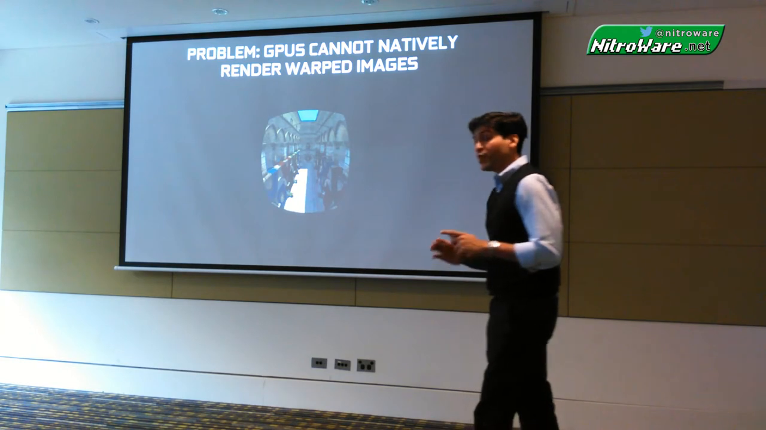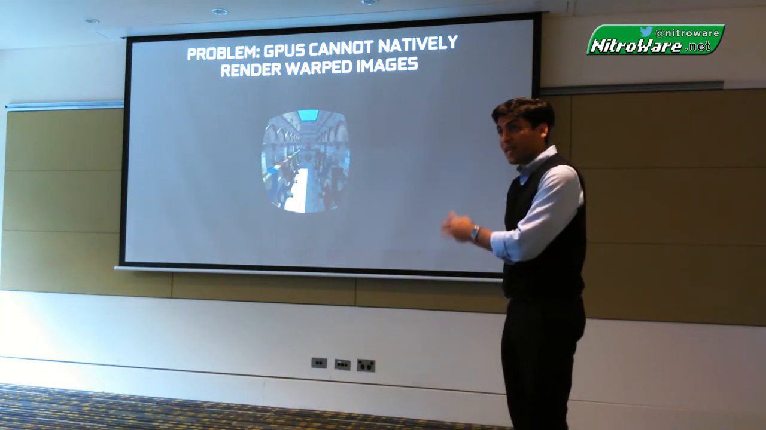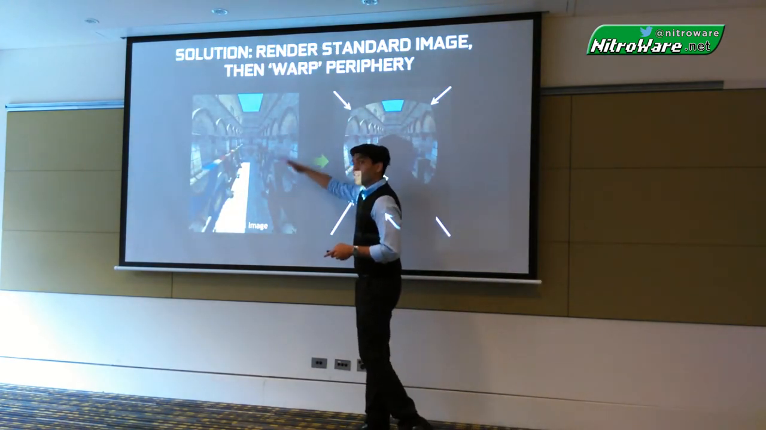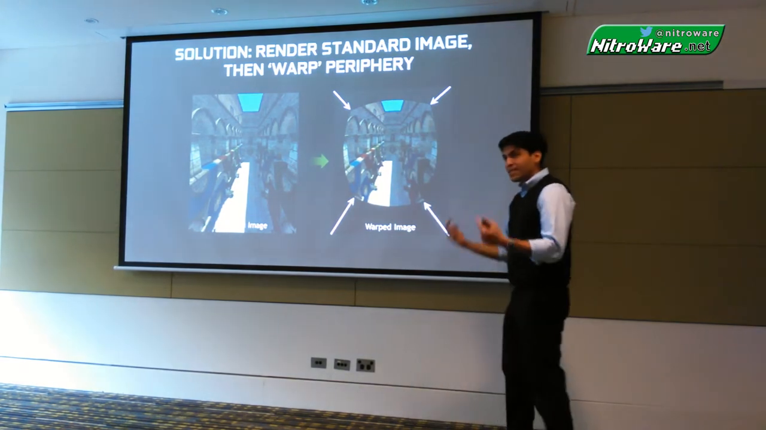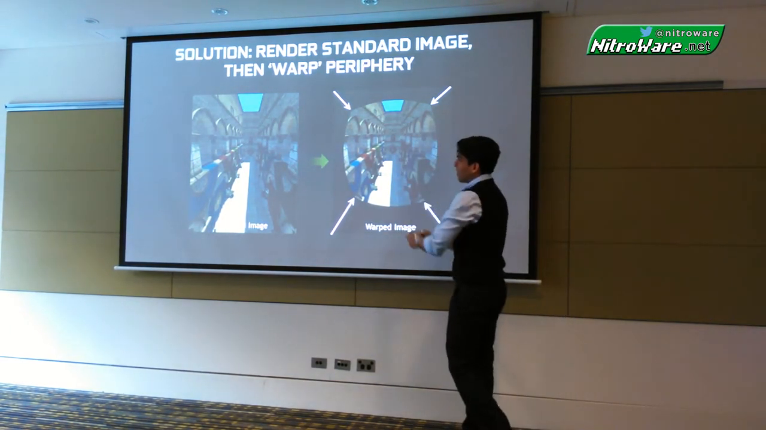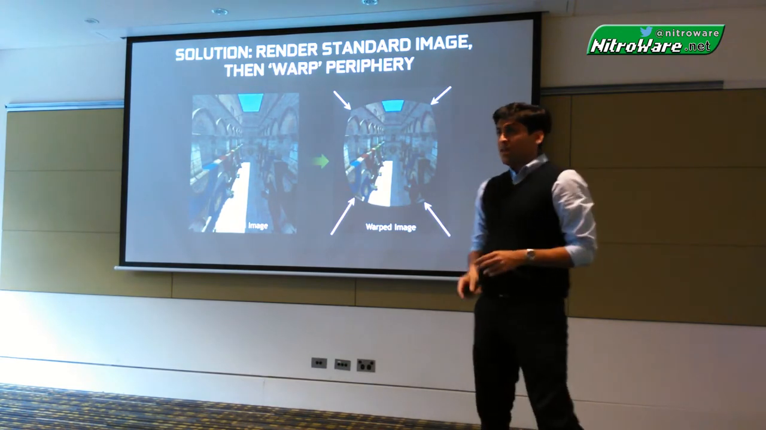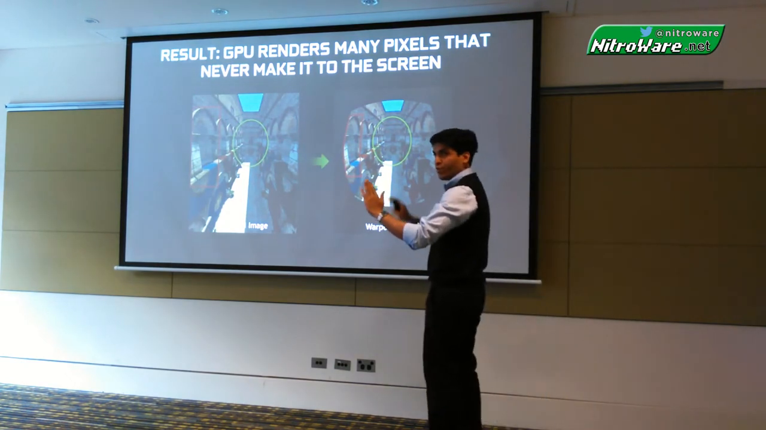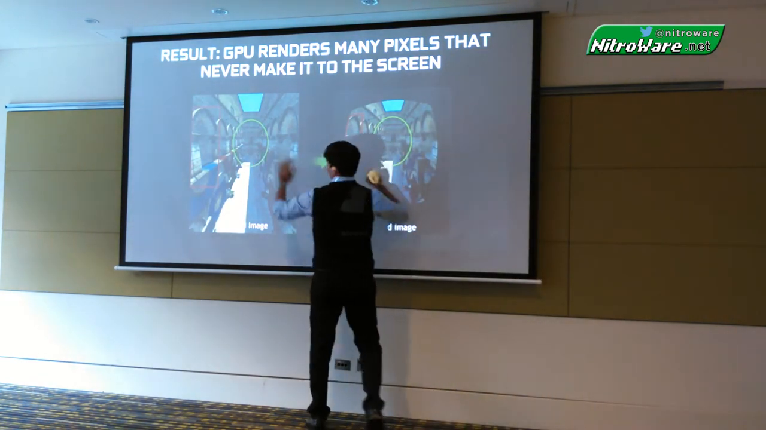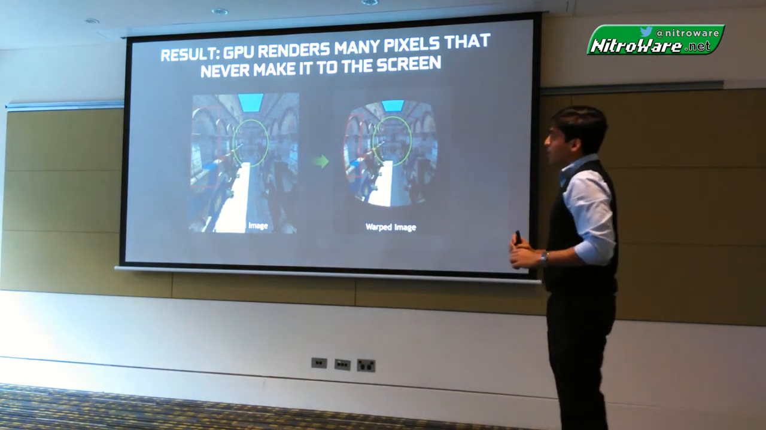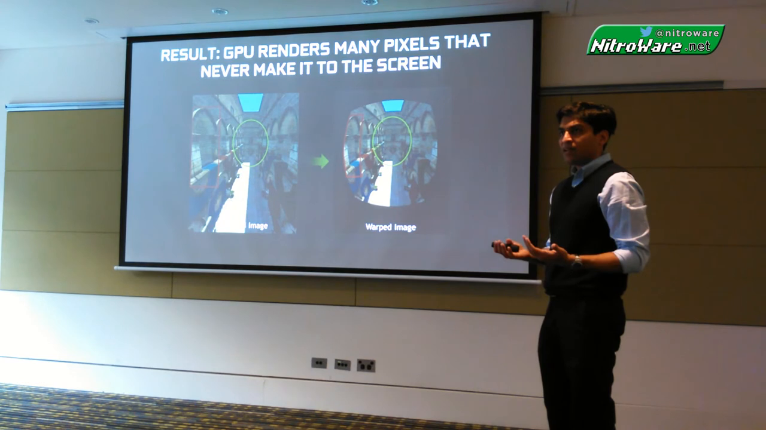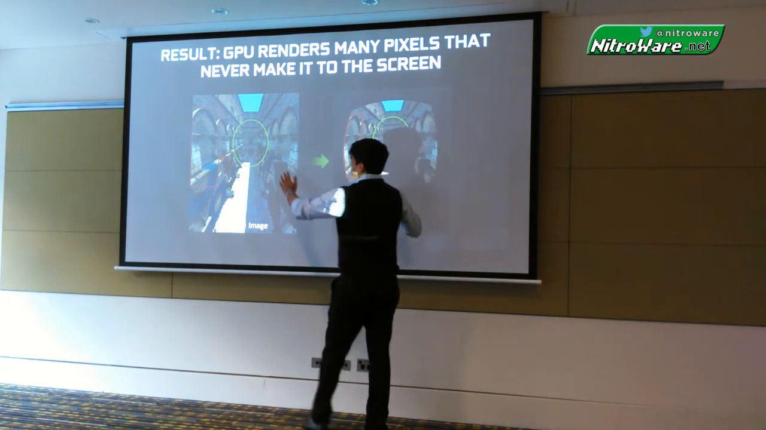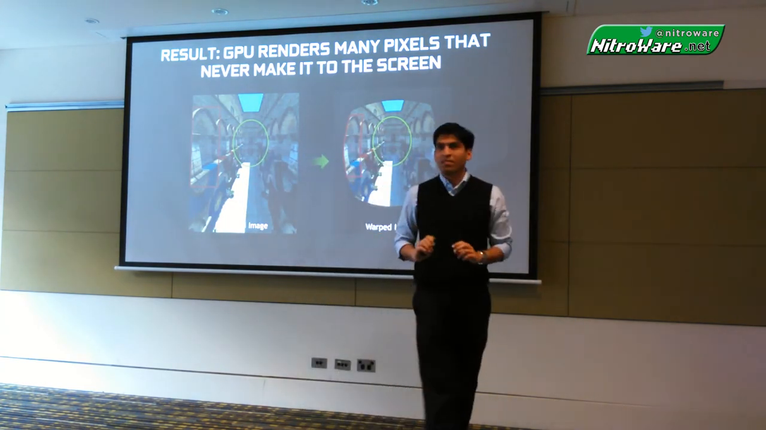But the GPU cannot render an image that looks like this. It actually renders a normal image, and after creating this image, as a post-processing step, it warps it to look like this. But there's a couple interesting things going on here. If you compare the central portion of both the images, here and here, in the green outline, it's actually pretty identical, right? Another way of saying this is that the resolution here and here is about the same.